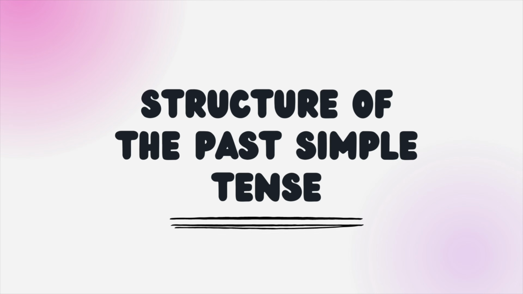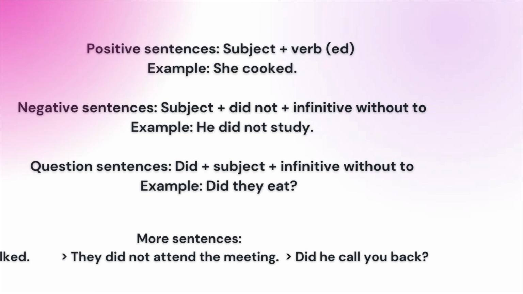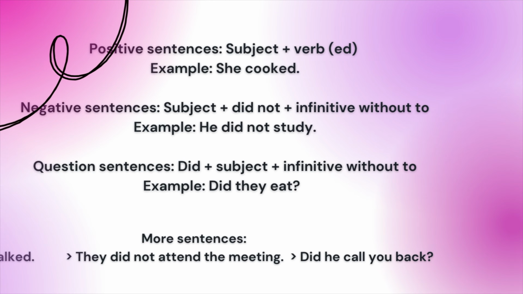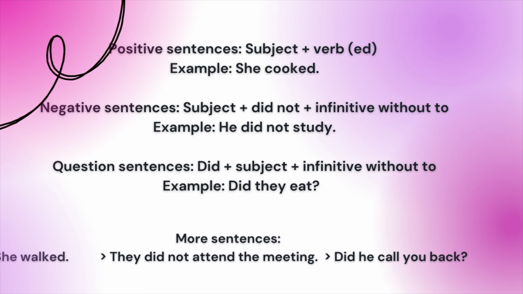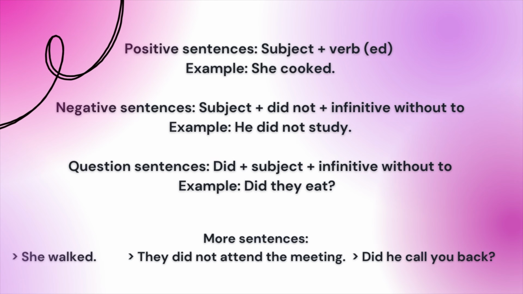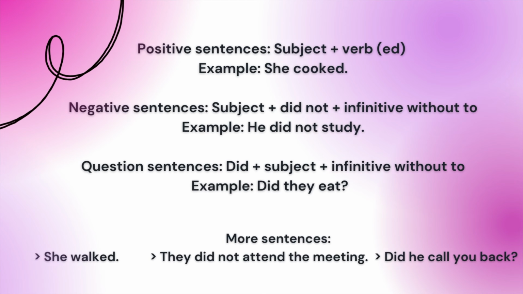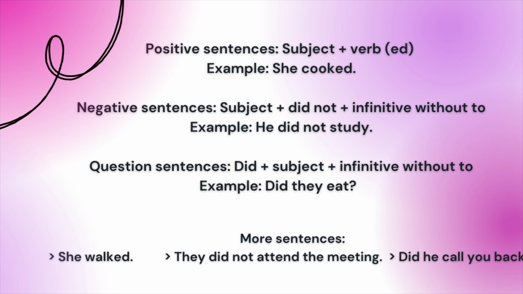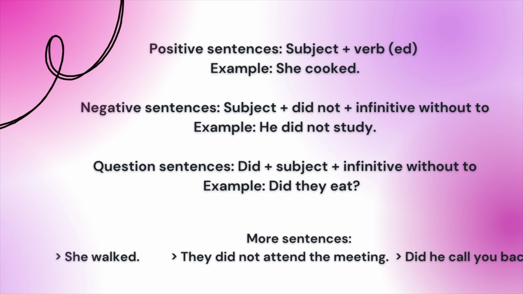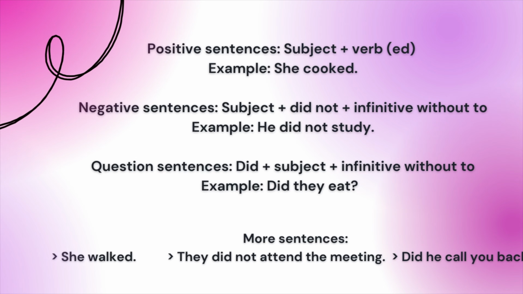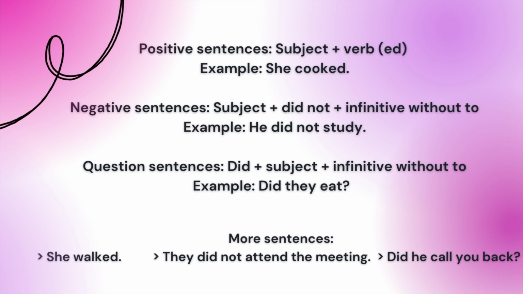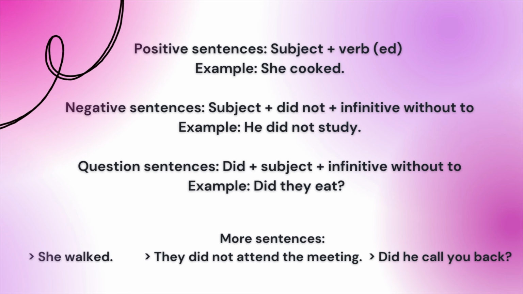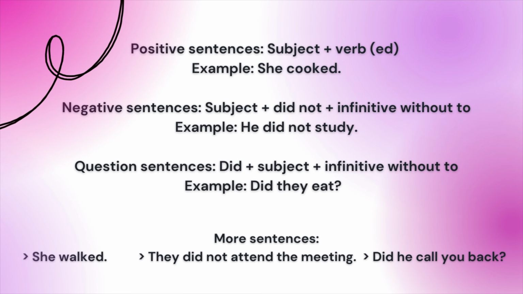Let's look at the structure of the past simple tense. For positive sentences, subject plus verb ed. For example, she cooked. Negative sentences, subject plus did not plus infinitive without to. For example, he did not study. Question sentences, did plus subject plus infinitive without to. For example, did they eat? Some more sentences. She walked. They did not attend the meeting. Did he call you back?